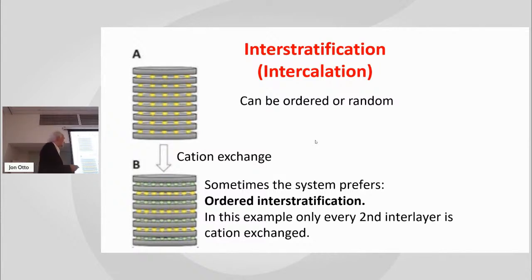That can happen. And this intercalation does not have to be ordered in some cases; it can be random. So some layers have sodium in them and some layers have nickel in them, but it's not ordered every second. So this is important for what I'm going to say next.